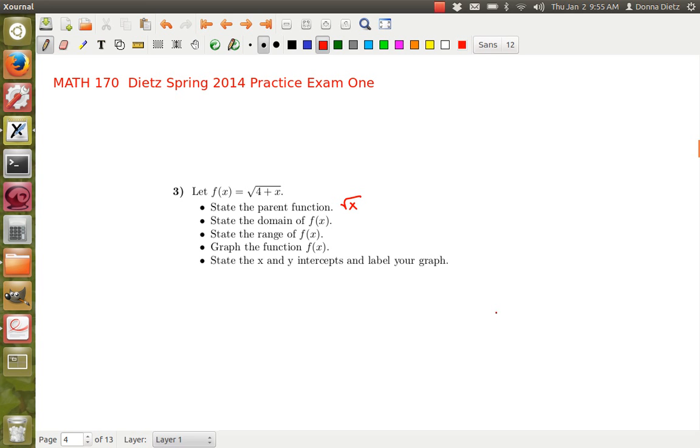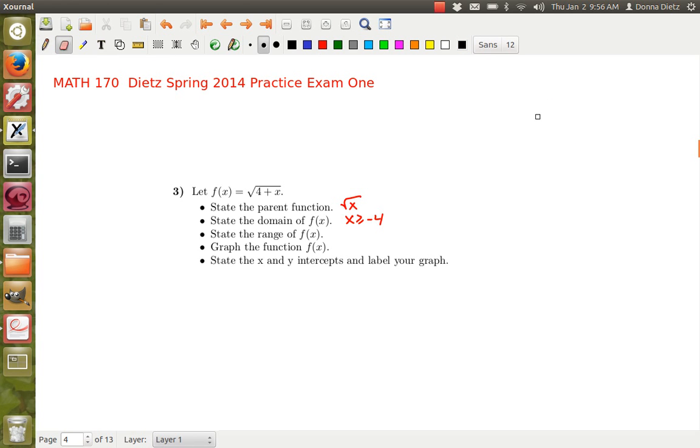All right, next question, what is the domain of this function? Well, for square root functions, the inside has to be greater than or equal to 0. So we can subtract 4 from each side. X has to be greater than or equal to -4. Okay?